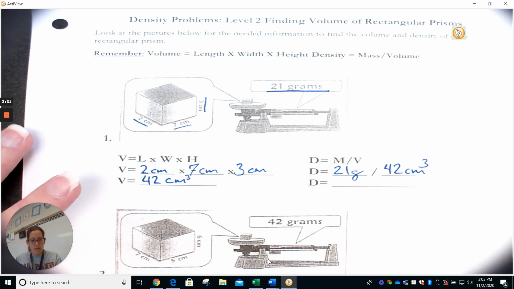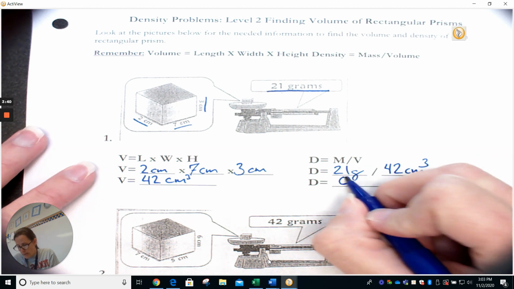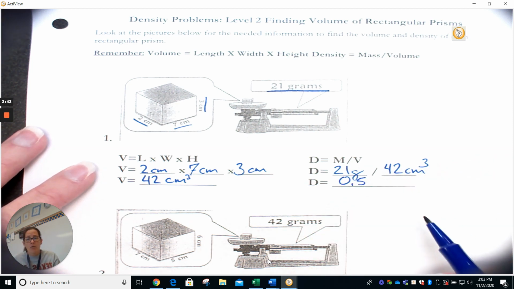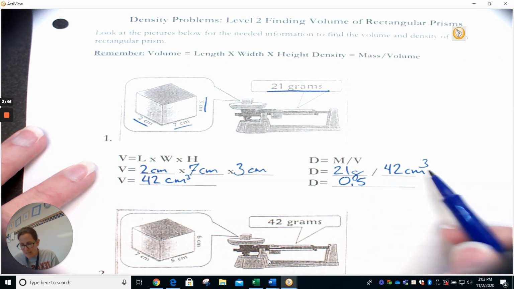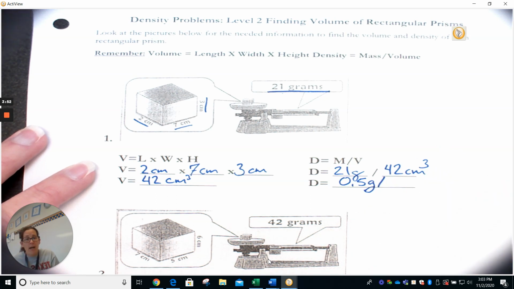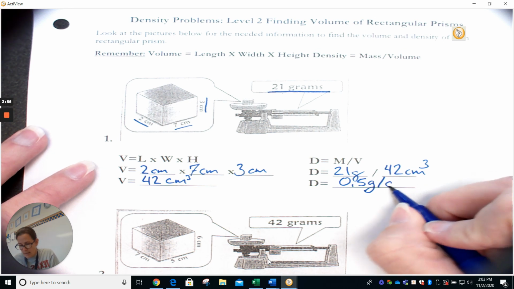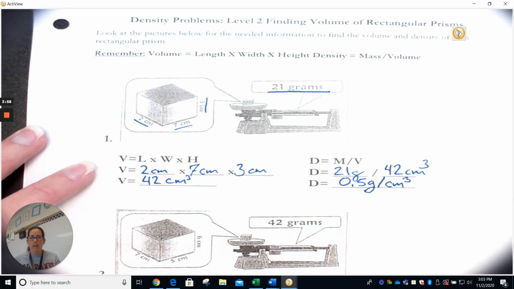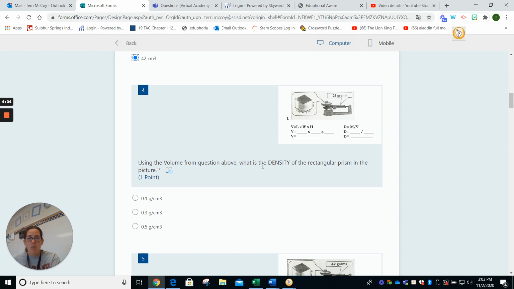And if we plug that in our calculator, we're going to divide 21 divided by 42, and that equals 0.5. And remember, our units are so important. All we're going to do is grab them and bring them down. So the first one is grams, and then remember we say per, just like miles per hour. We've got grams per centimeter cubed. Okay, so our answer for the number 4 right here, what is the density of the rectangular prism in the picture? Our density was 0.5. So that's the answer we said we would click on right there.